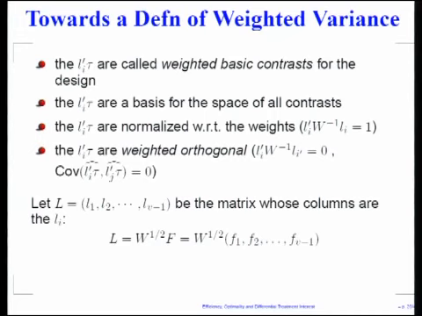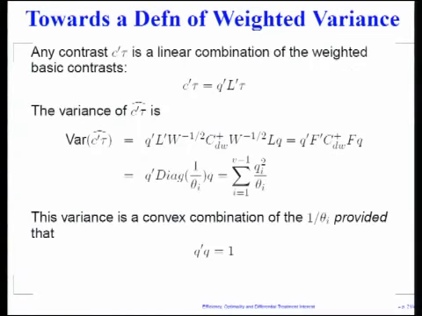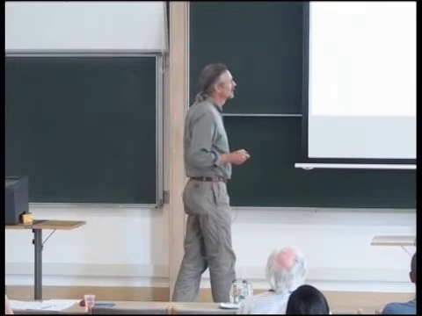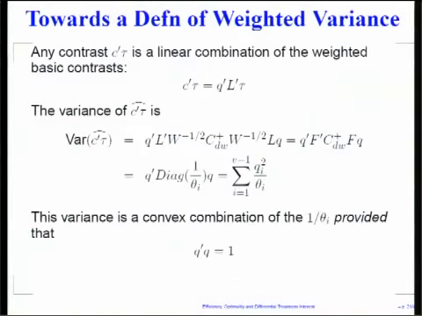And now let's put all these contrast vectors together in a matrix called L. So L, of course, is nothing but W^(1/2) times the matrix of the eigenvectors, leaving out that F0 that went with the 0 eigenvalue. Because they are a basis, any contrast could be written as a linear combination of the basis. And so now let's look at an arbitrary contrast, C transpose tau. It's a linear combination of the weighted basic contrasts. So there's some vector Q such that C transpose tau equals Q transpose L transpose tau. And using the weighted basic contrasts, we can work out the variance of C transpose tau hat.